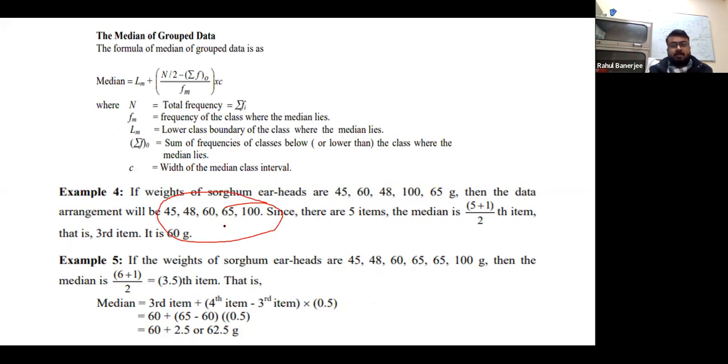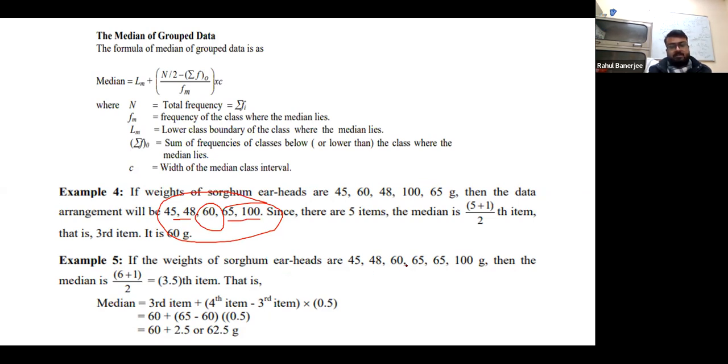Now you see, in this case, how many items are there? 1, 2, 3, 4, 5. There are 5 items. So what is the middlemost value? The middlemost value is this 60, because n is equal to 5, so n is odd in this case. If we consider 60, here we have 2 observations, and again here we have 2 observations. So 60 is basically the middlemost value. So here 60 is the median of this particular distribution. But let us see another example.